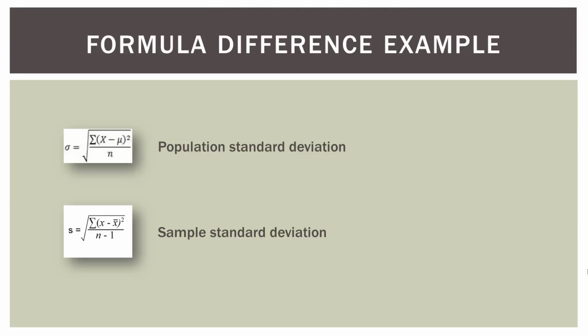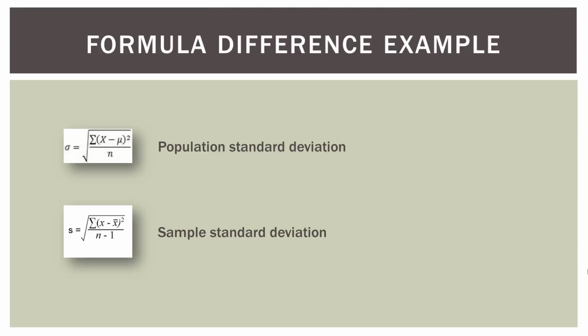Now, look at the formulas themselves. Look for the differences. The square root is the same. We have the big sigma in there, which just means sum. We have x minus, well, on the top one we have x minus mu. On the bottom one we have x minus x bar. Well, why is that? Well, mu is the population mean. So it's going to be in our population formula. And then down below, we have x minus x bar. And why is that? Well, x bar is our sample mean.